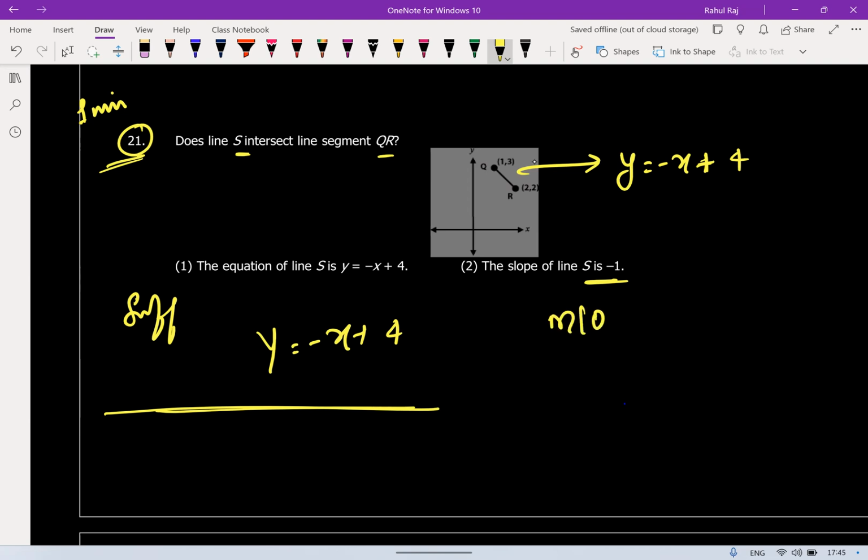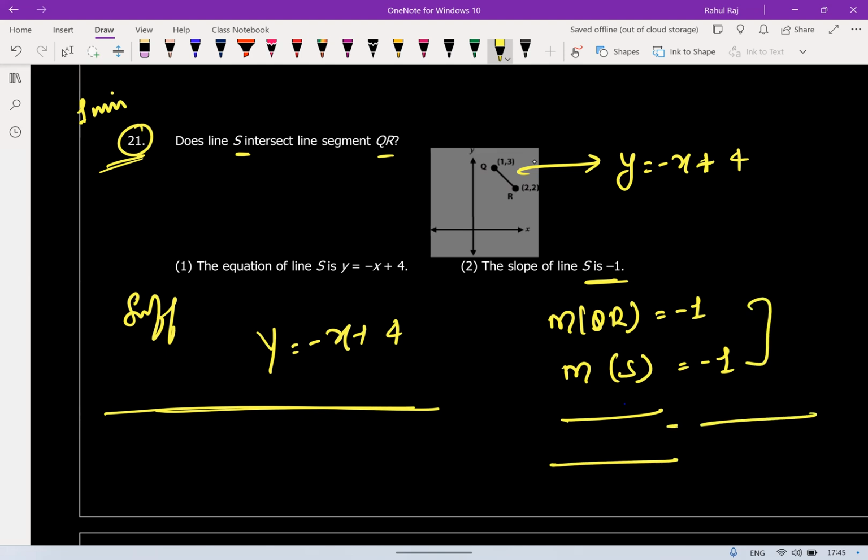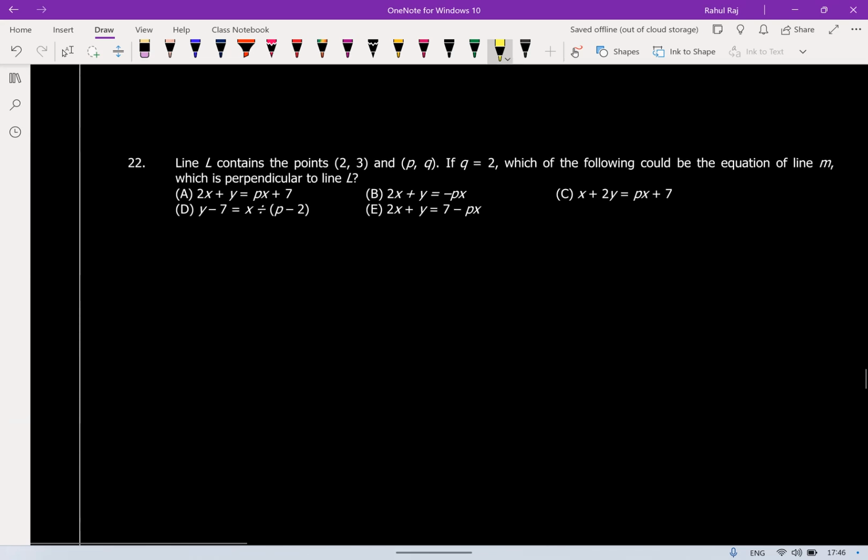Slope of QR is -1. Slope of line S is also -1. But you are not sure about the constant. If constants are different, then the lines are parallel. They will never intersect each other. But if constants are same, they'll eventually be the same line. They'll be intersecting at all the points. So you have a yes and no situation depending on the constants that you will have. So this is not sufficient. A is the right answer. I hope I'm clear. Question number 22, please.